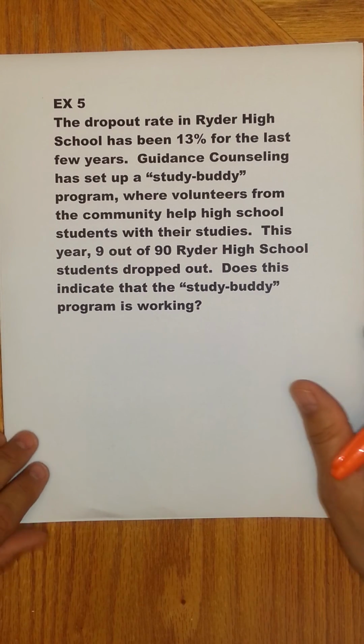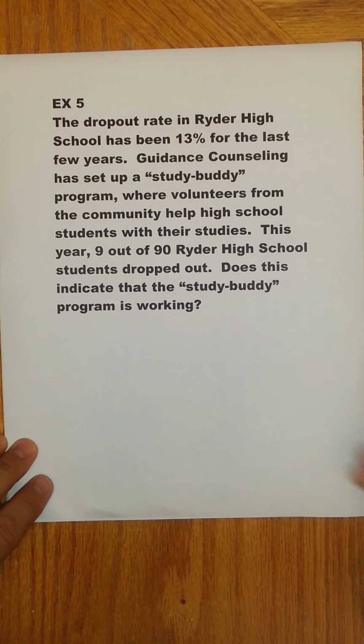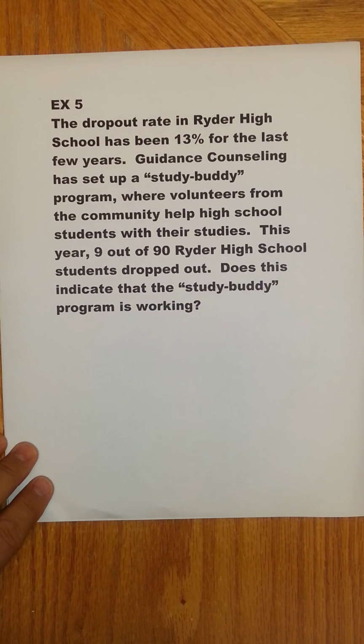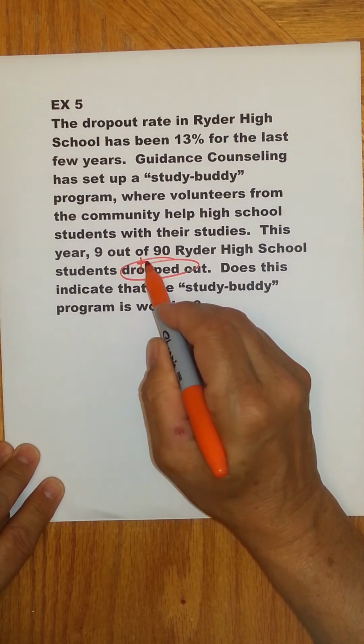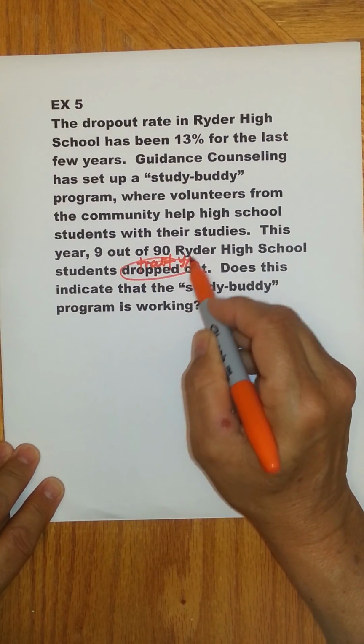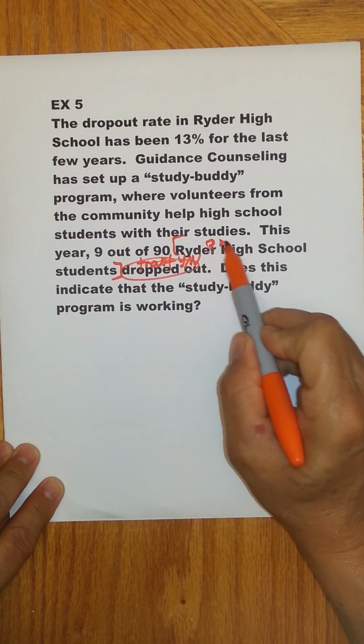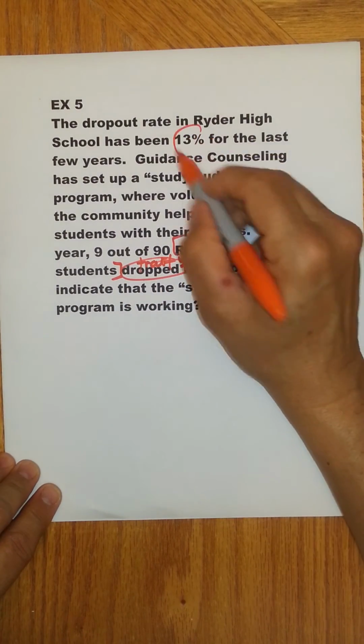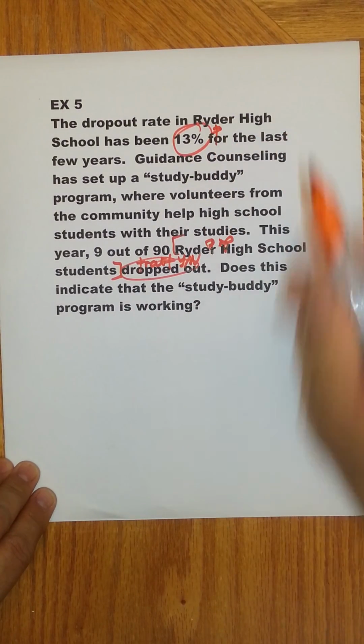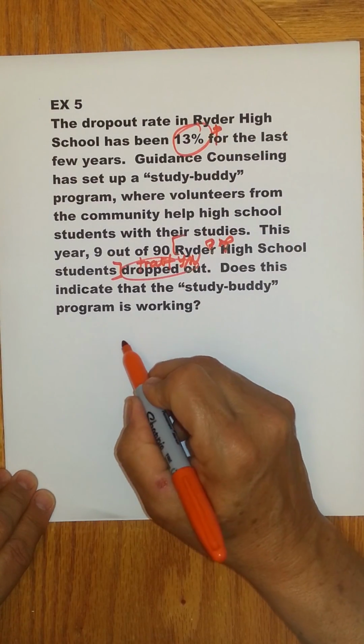So the trait is whether a student drops out or not. Dropped out or not is the trait. It's a yes-no trait. And then the Ryder High School students are the population. And we're told that 13% has been what has been occurring for the last few years.